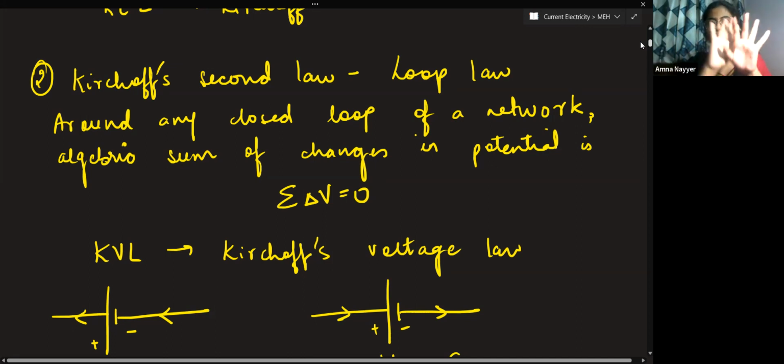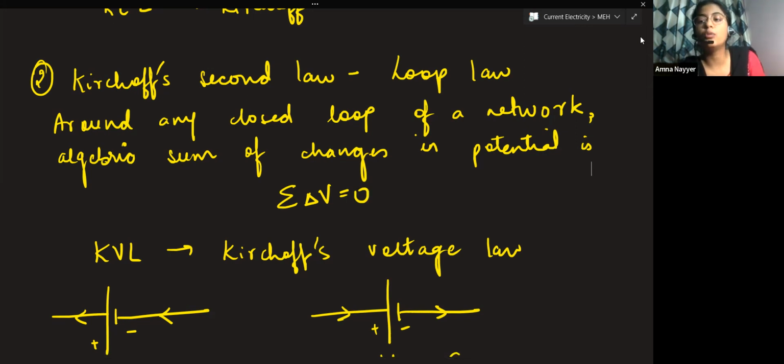This is what we will be doing. Firstly, we'll apply Kirchoff's current law. We'll spread the current in whichever direction it is going, and then we'll apply Kirchoff's voltage law. This is the main law. Wherever we are getting the net voltages, we'll take the sum of all the voltages and equate it to 0. This is Kirchoff's second law, the loop law. Around any closed loop of a network, the algebraic sum of changes in potential is 0. That is, the sum of all the potentials is 0. This is what is known as Kirchoff's voltage law.